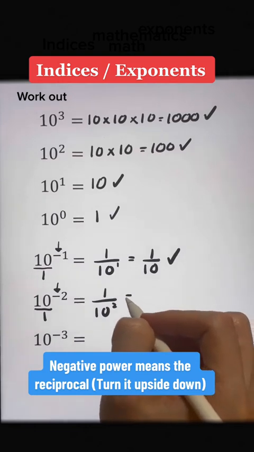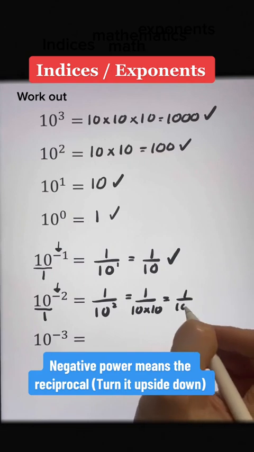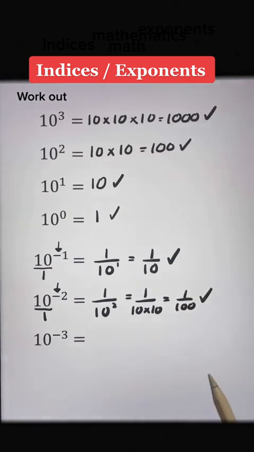So 1 over 10 squared. And I know 10 squared is 10 times 10. And 10 times 10 on the bottom gives us 100. Hence, 10 to the power negative 2 is equal to 1 over 100.